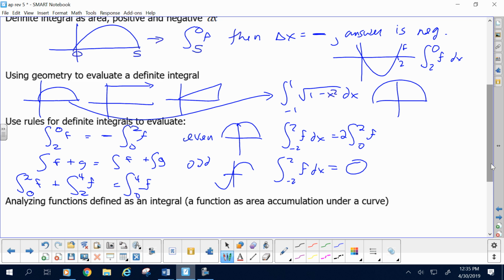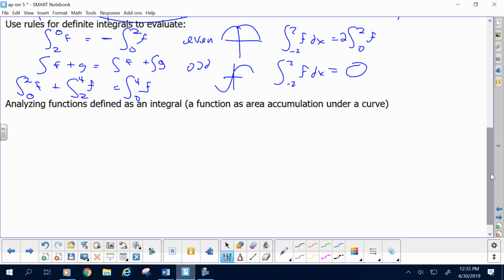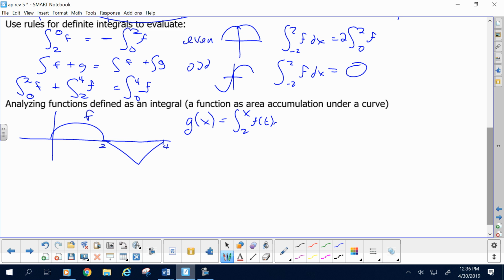Okay. Analyzing functions defined as an integral. Integral defined functions are area accumulation functions. Let's say I draw me a semicircle like that and a triangle like that. Make it isosceles, I guess. And I told you that this is f. An integral defined function could be something as easy as what's the area from, let's go 2 to x of f of t dt.